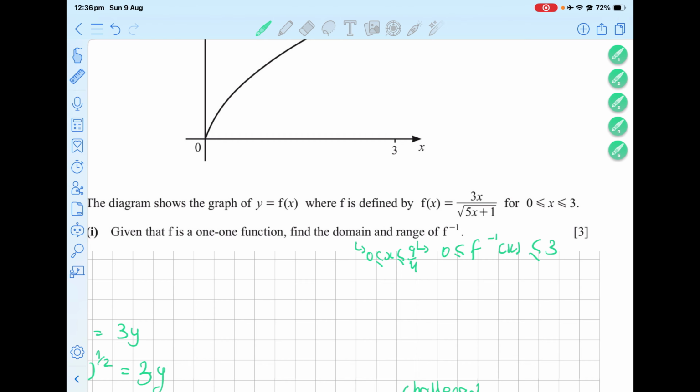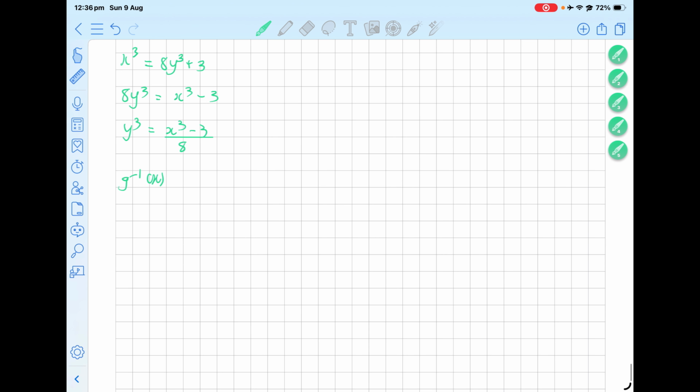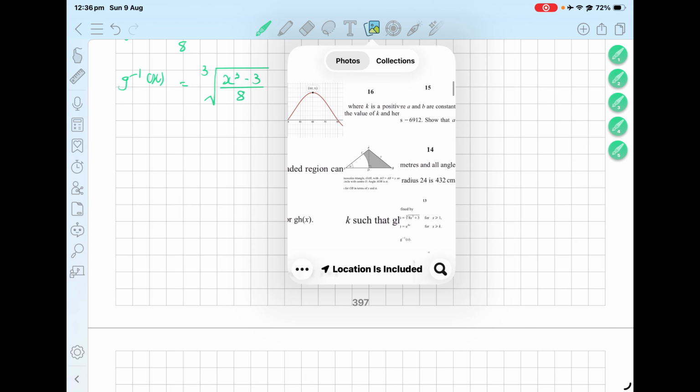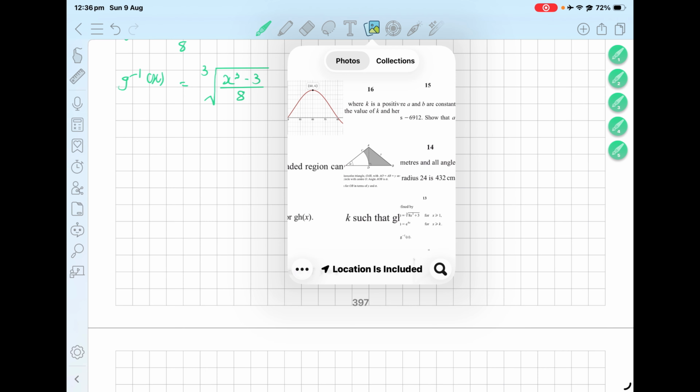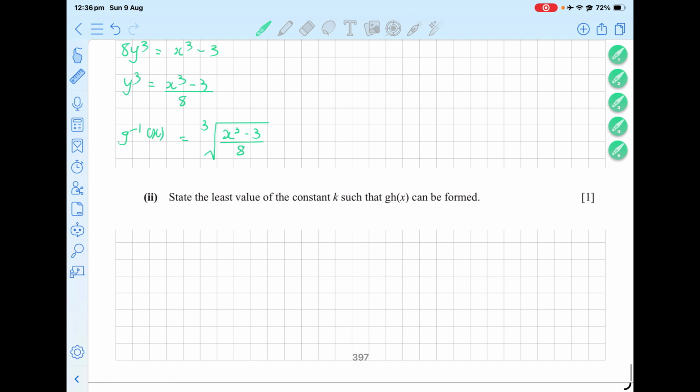Okay, let's just move on. So g inverse of x is going to be cube root of x cube minus 3 over 8. Okay, then find the value of k for which g of h can be found.